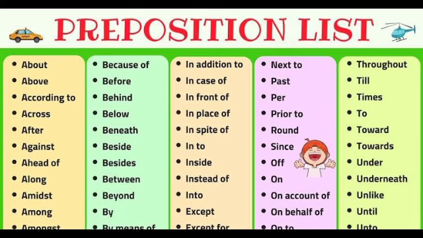Let's go through some prepositions. About, above, according to, across, after, against, ahead of, along, amidst, among, amongst, because of, before, behind, below, beneath, beside, besides, between, beyond, by means of. See, children, what's the difference between beside and besides? Beside means by the side of, nearby. Besides means in addition to, one more. He knows the English language besides Malayalam. Okay, children, that's the difference. Beside means by the side of, and besides means in addition to.